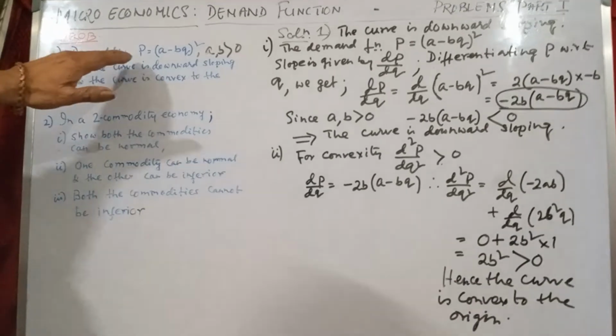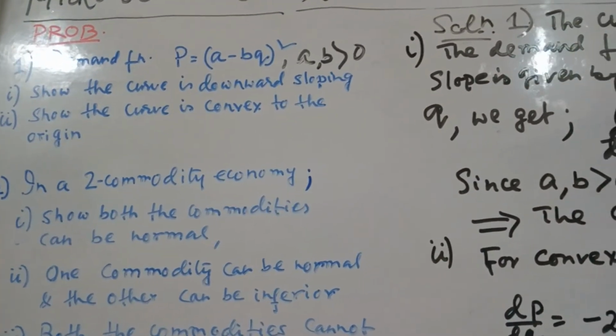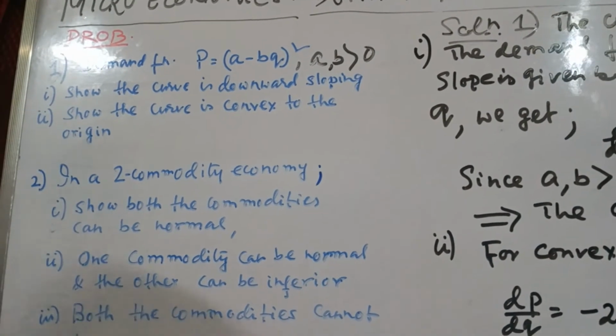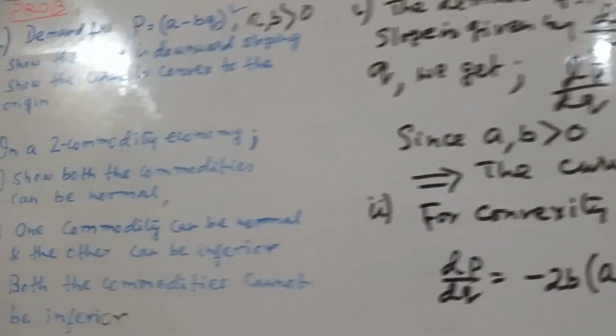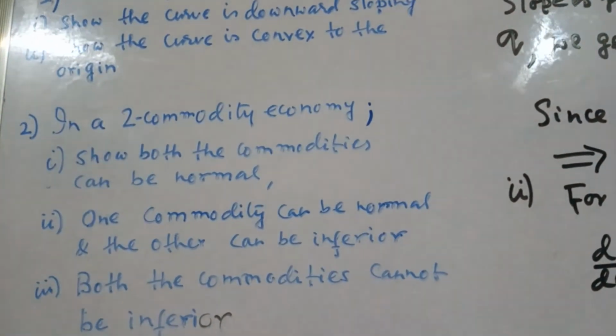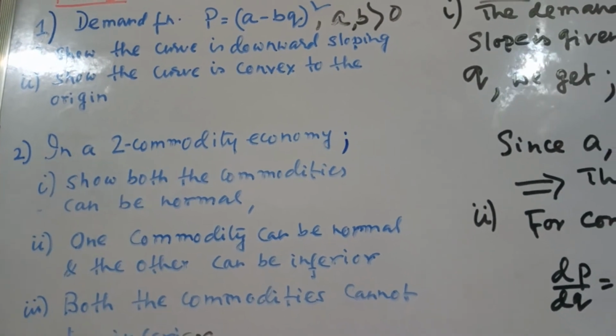Our demand function is given as p equals a minus bq square. That is actually the inverse demand function, where a and b are greater than 0. The problem has two parts. In the first part, we have to show that the curve is downward sloping, and in the second part, we have to show that the curve is convex to the origin.